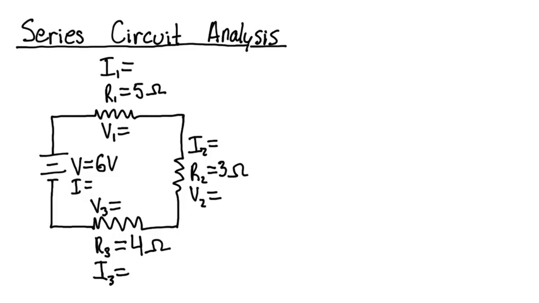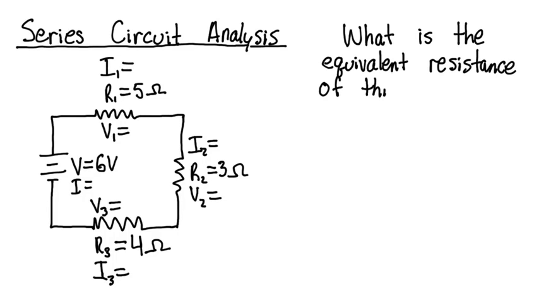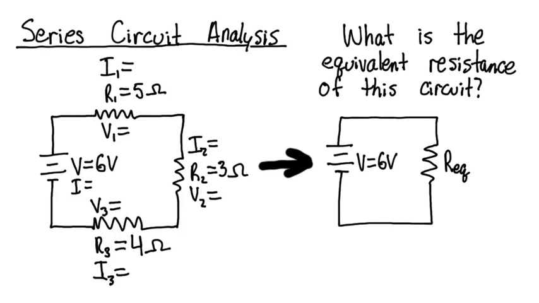Another concept that we use to determine the values in a circuit is that of an equivalent resistance. So let's ask the question now, what is the equivalent resistance of this circuit? That is, if we were to replace the three resistors in the circuit with one resistor and cause the same current, what would be its value?